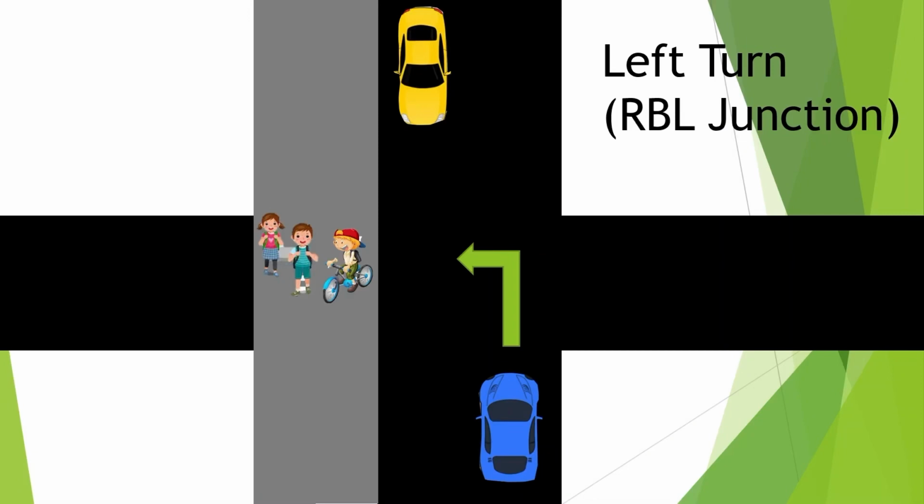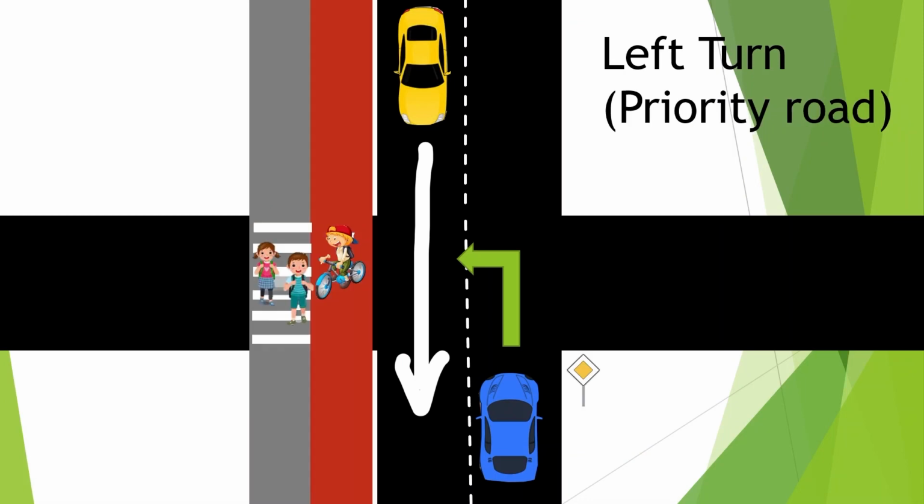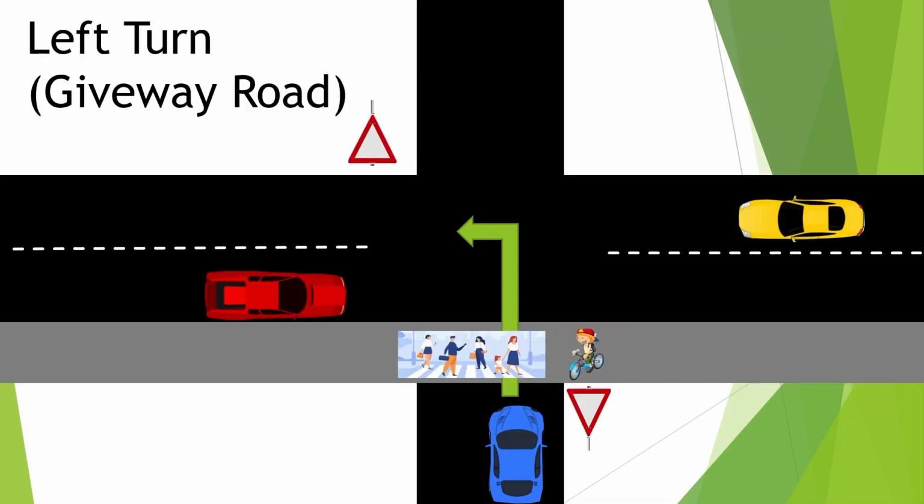Everything that we discussed just now for left turns at signals is also applicable for left turns at an RBL junction. In addition to that, if there is a vehicle coming from your right, that car has the priority over you, and hence you should wait for that car to pass before you decide to take a left turn. Left turn at priority roads. Everything that we discussed about left turns on signals is also applicable for left turns on priority roads.